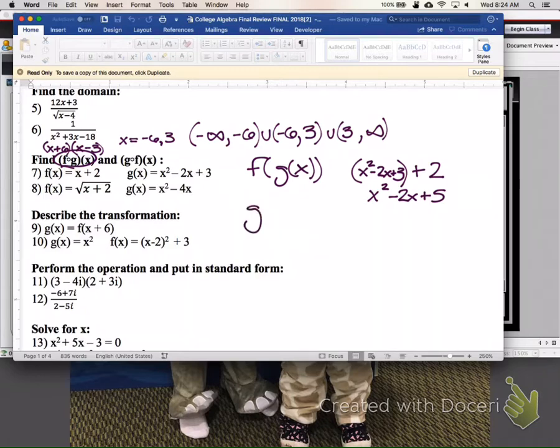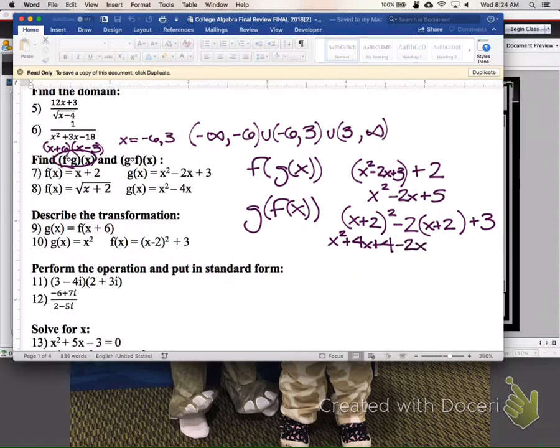G of f of x is the opposite. So in this case, I would take which function to start with? The g of x function, which has 2 x's in it. And in place of its x's, what would I put? The f of x function. This one you'd actually have to FOIL. FOIL the x plus 2 times x plus 2. And then combine like terms. Okay.